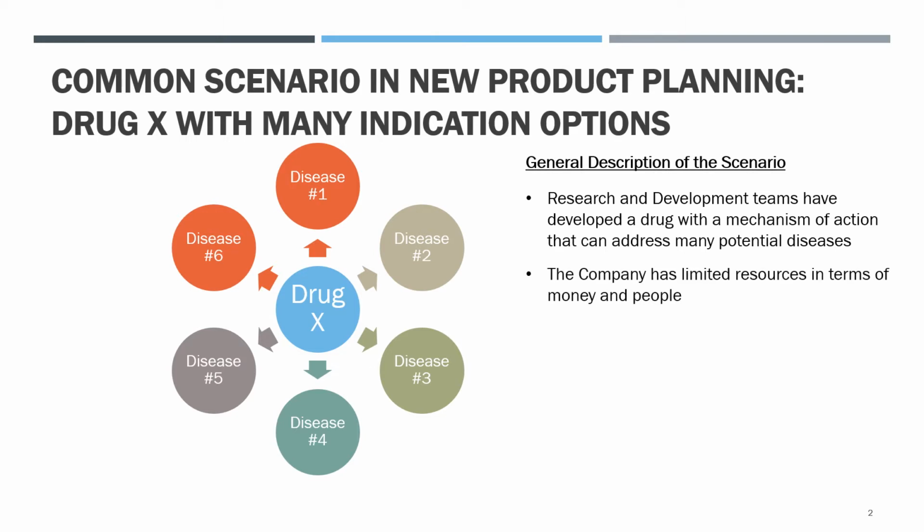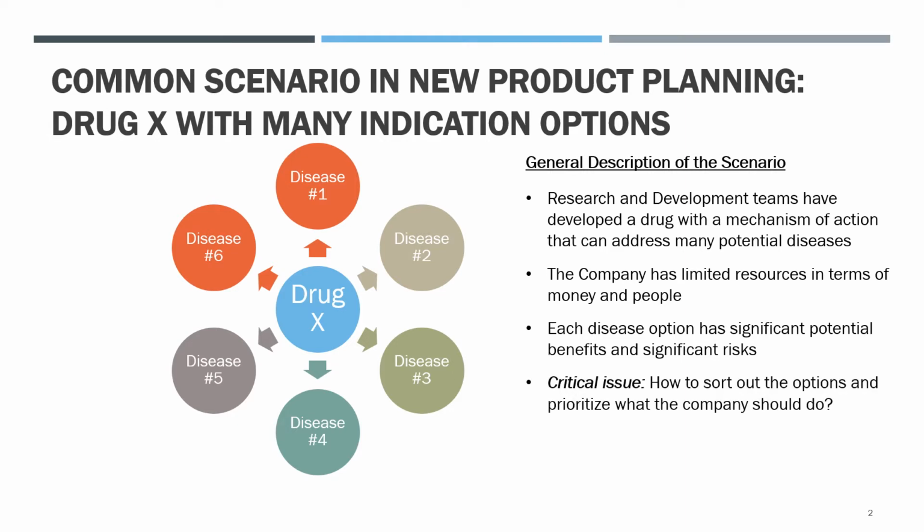The company has limited resources and cannot pursue all of the available opportunities. And each disease option comes with significant benefits and risk. So the critical question that comes up in this scenario is, how do you sort out the options and prioritize where the company should apply its limited resources?